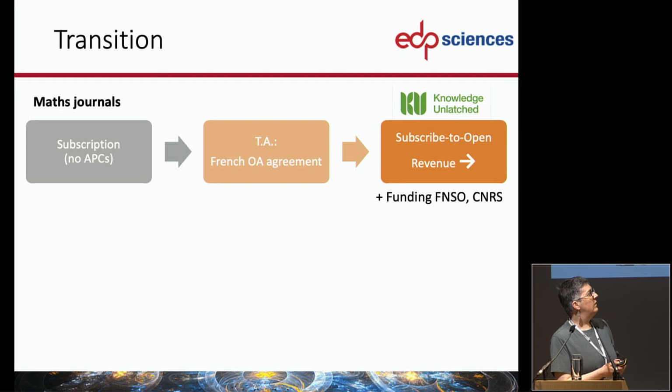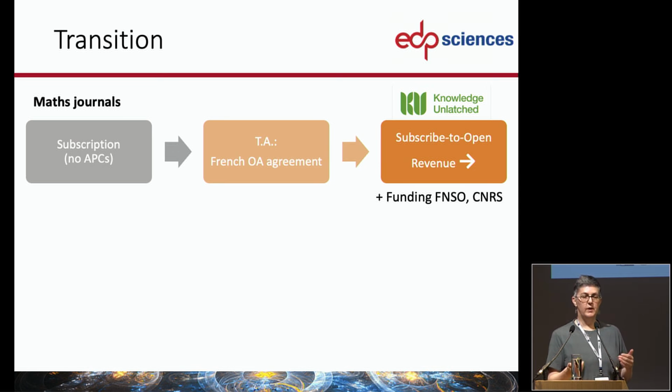And I'll talk in the last few slides about the transition. Some of the talks earlier were about how to transition, I guess, particularly from transformative agreements to full open access. And I'd just like to share not a recipe, but our experience at EDP Sciences. So for our maths journals, we started as subscription journals. They had no APCs because of this tradition, or because of this strong dislike of APCs in that particular community. We had actually not transformative agreements, but one transformative agreement negotiated between EDP Sciences and the French consortium.